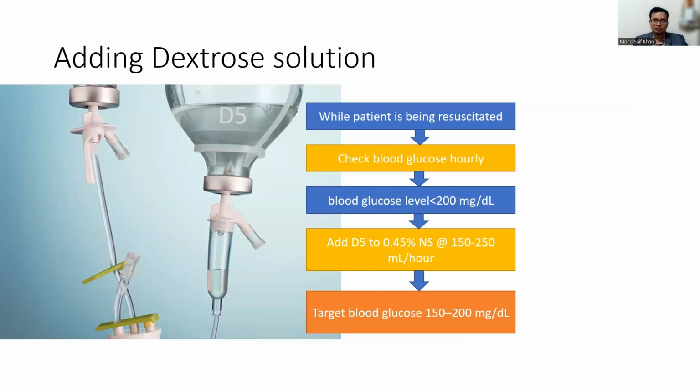Okay, so why do you need to add dextrose? To prevent starvation ketosis, or the development of ketoacid formation, so that you need to prevent, and your target blood glucose level should be 150 to 200 milligram per deciliter.